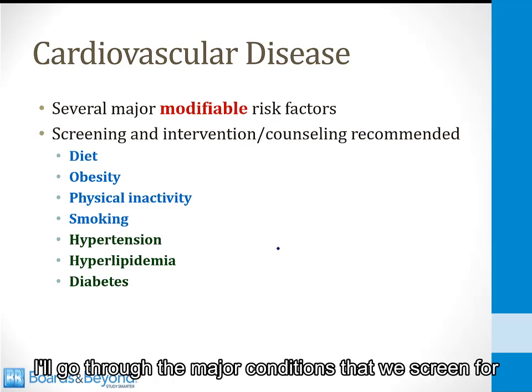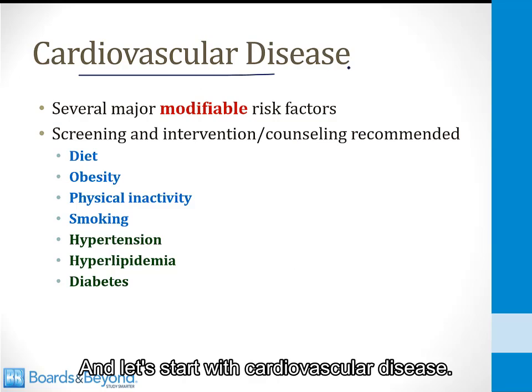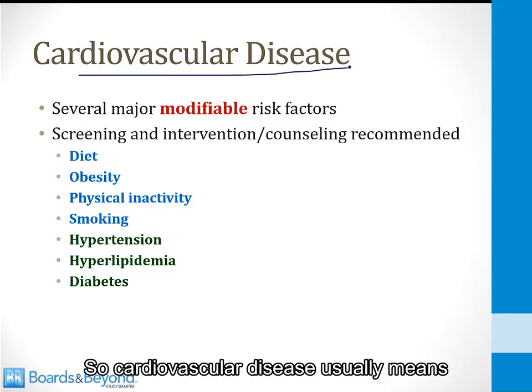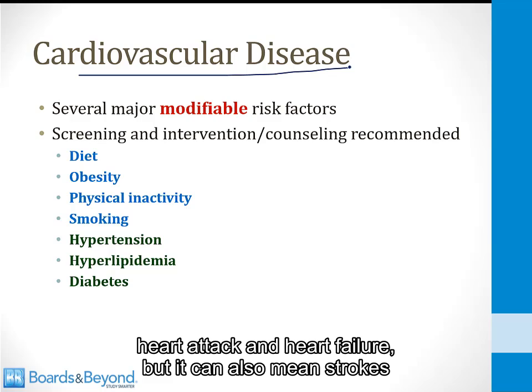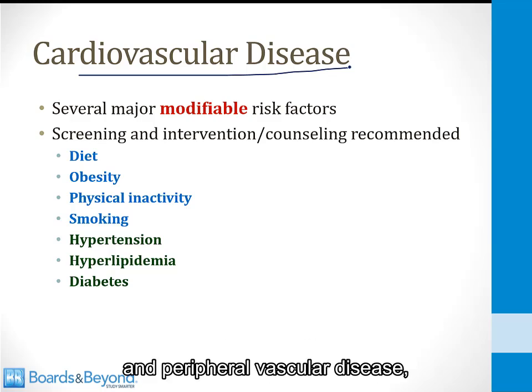So in this video, I'll go through the major conditions that we screen for in adult medicine, and let's start with cardiovascular disease. So cardiovascular disease usually means heart attack and heart failure, but it can also mean strokes and peripheral vascular disease, and it's one of the most common conditions seen in adult medicine.